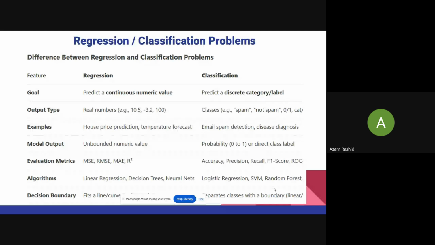Now, which types of algorithms do we use for regression and classification problems? In regression, we use linear regression, decision tree, and neural networks. And in classification, we use logistic regression, SVM, random forest, neural network, and deep neural network. These are all used in such cases.